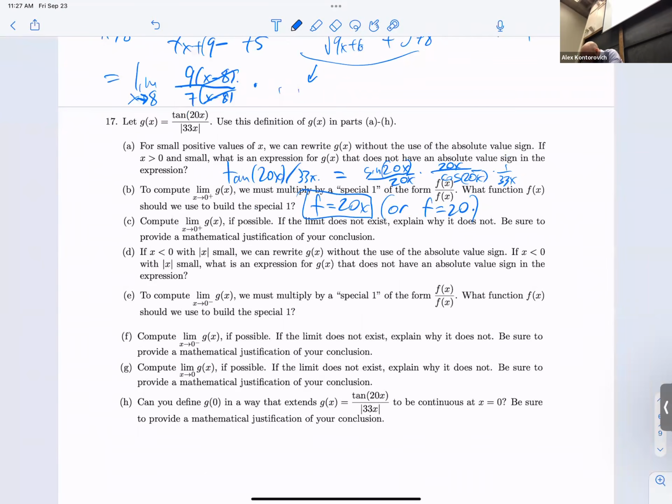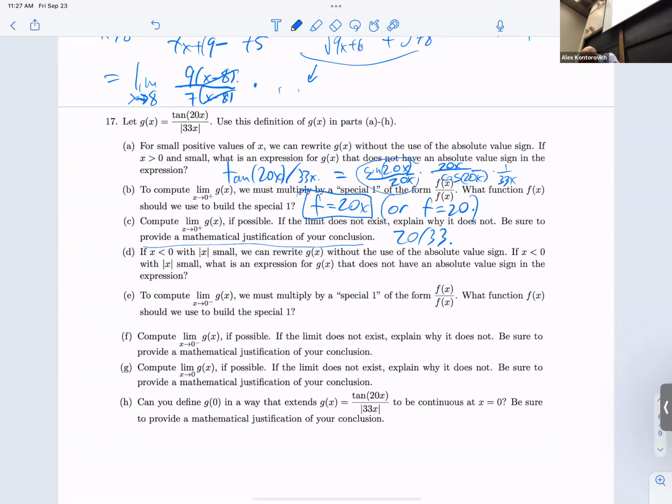All right, compute the limit if possible. Is it possible? The x on top and bottom is going to cancel. I get 20 over 33. The cosine is going to 1, and sine of 20x over 20x is going to 1. Beautiful. So I know what it is. It's just 20 over 33. Be sure to provide a mathematical justification for your conclusion. So let's be sure to do that.